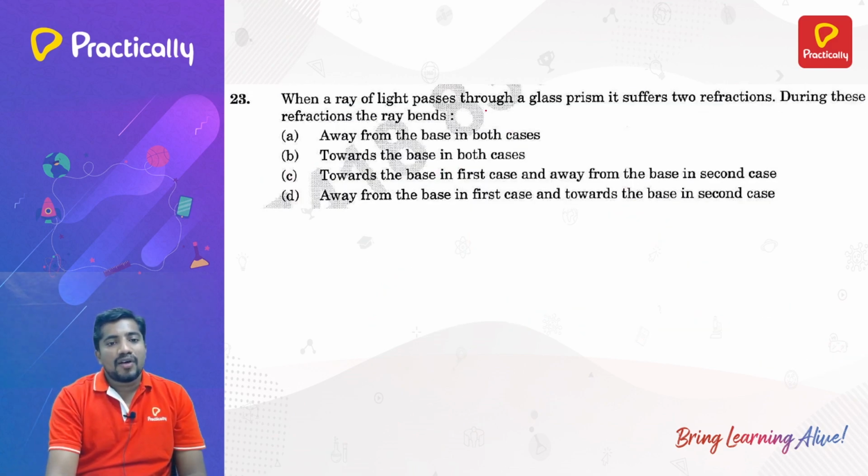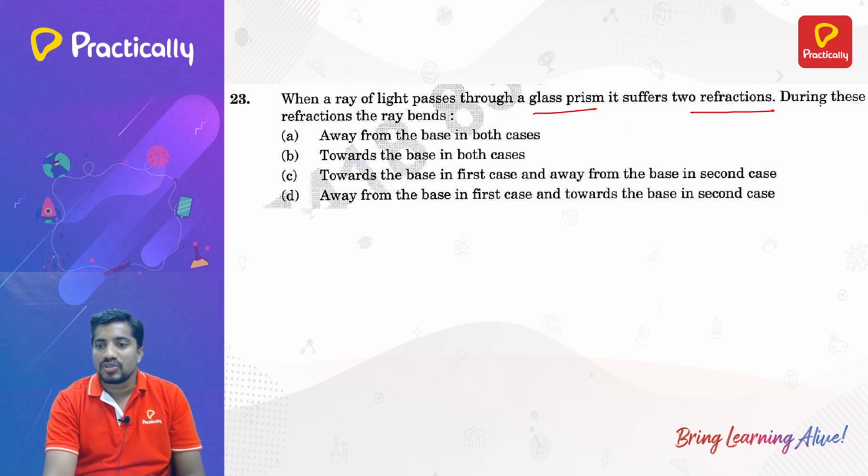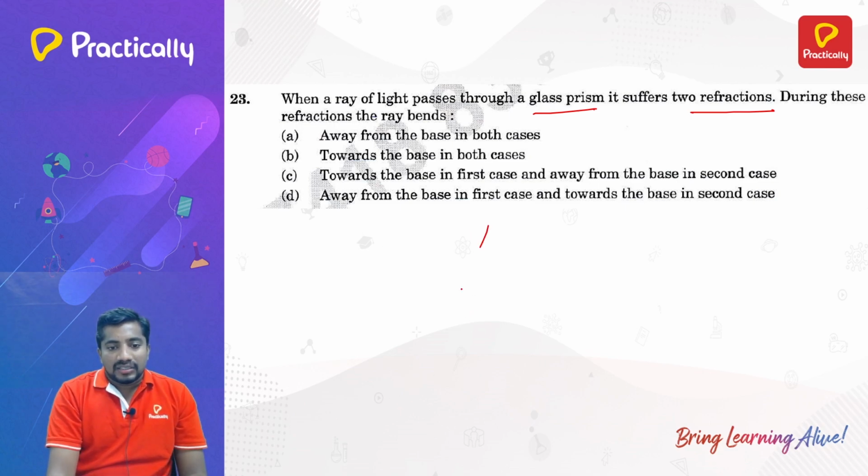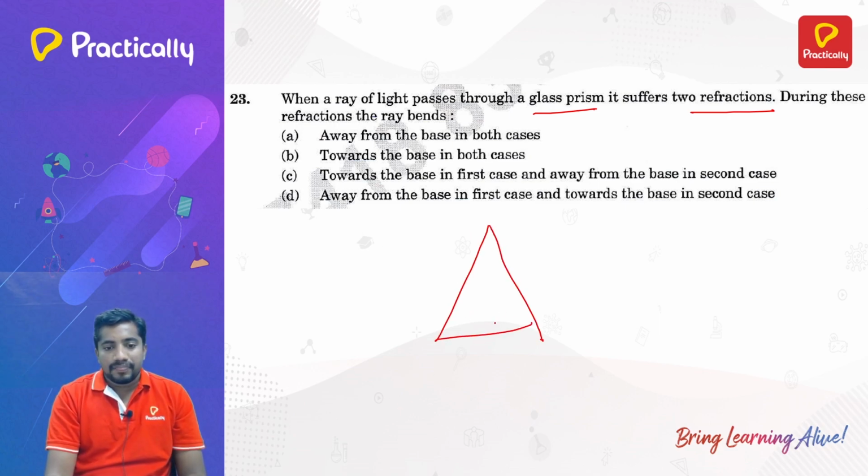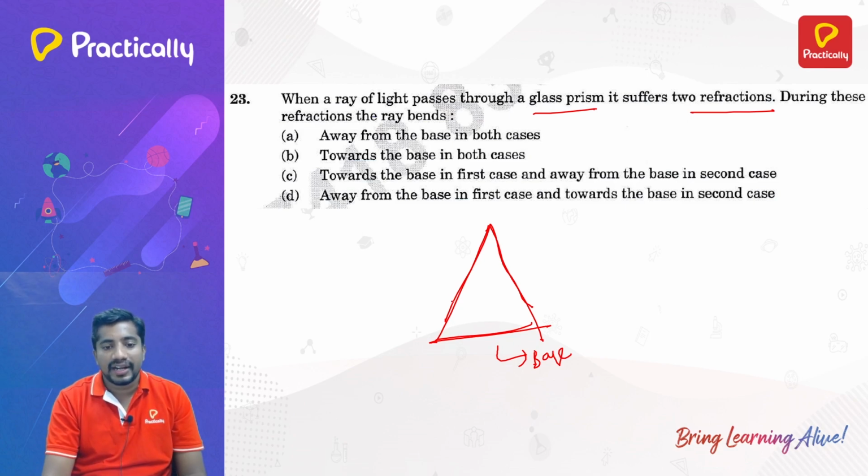23. When a ray of light passes through a glass prism, it suffers two refractions. Yes, of course. During these refractions, the ray bends. So here, children, this is the prism, and these are the two refracting surfaces. This is called base, children, base of the prism. Alright, when the light is entering from rarer to denser here, this is the normal. The light ray will bend. This is the denser, right? So towards the normal, like this.